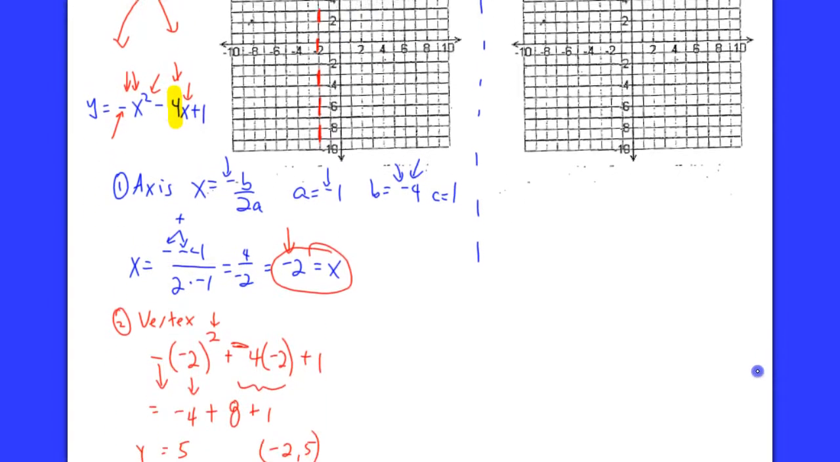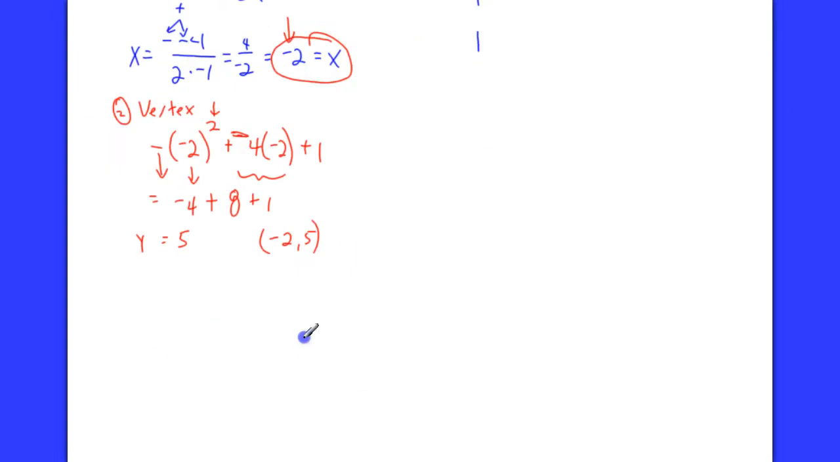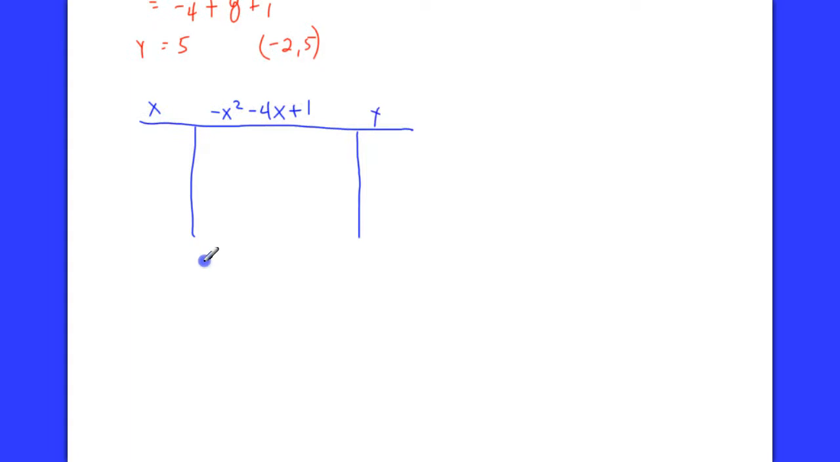All right, so I'm going to go ahead and work down my page a little bit. Hopefully you have room on your page. We're going to do a chart now. X there, Y is there. I like this chart better than the one we did in class previously. So the middle is going to be my equation, which is negative x squared minus 4x plus 1. And we are going to start with the vertex. And the vertex value that we just found was negative 2, 5. So let's put that in the middle of our chart.